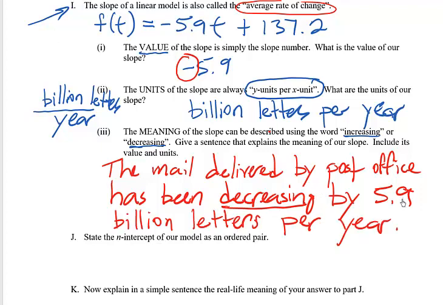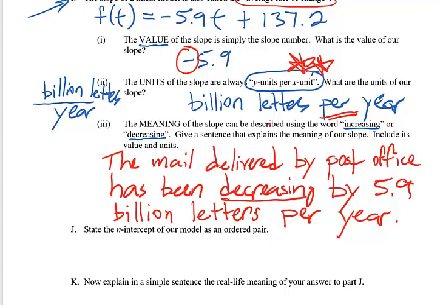This is the sort of thing that would be reported in the news, right? Oh, what's going on with the post office? Well, you know, they keep delivering less mail. In fact, it's been going down by about 5.9 billion letters every year. That's a summary of what we discovered through this analysis. So the slope has a very real meaning to the situation. I can't emphasize enough this part right here because that's really the key, I think, to understanding it. Take your y units, the little word per, your x units singular, and that will help you to think through the meaning of the slope.